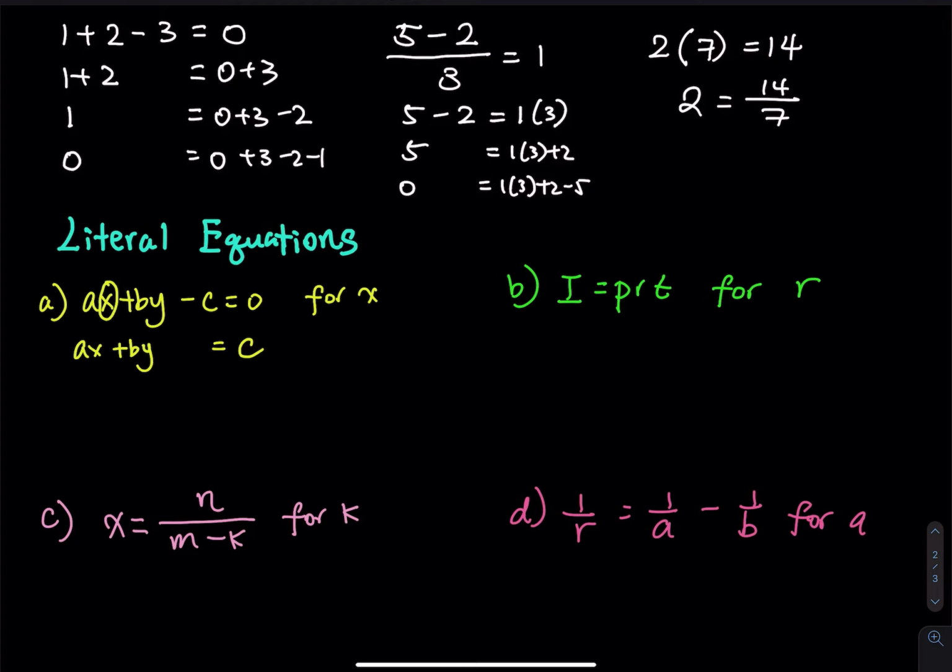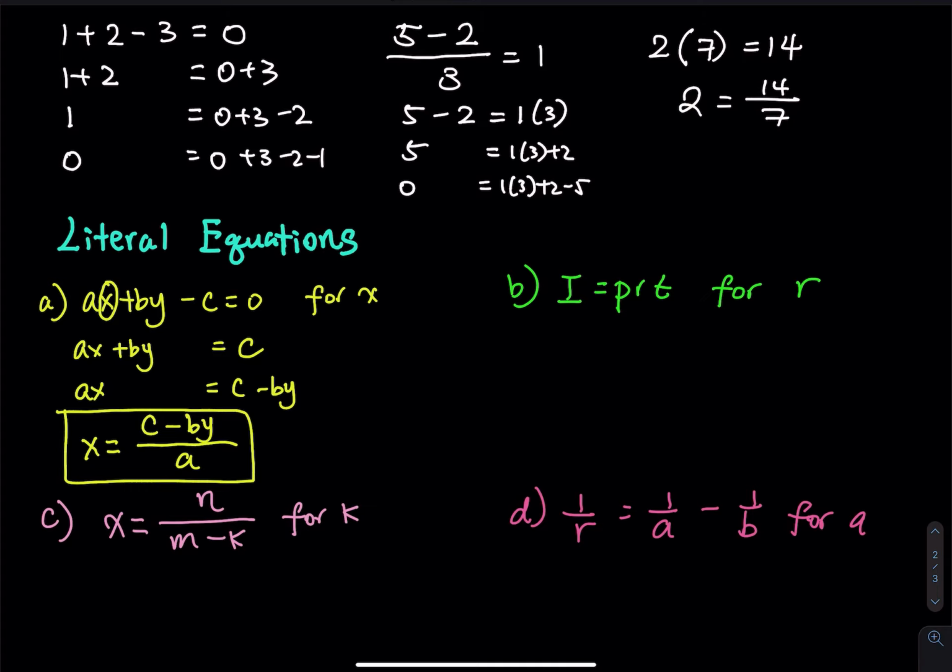And then you add by on both sides. So we have ax equals c, subtract by, c minus by. And then you divide both sides by a. So x equals c minus by divided by a. So that's how easy it is.